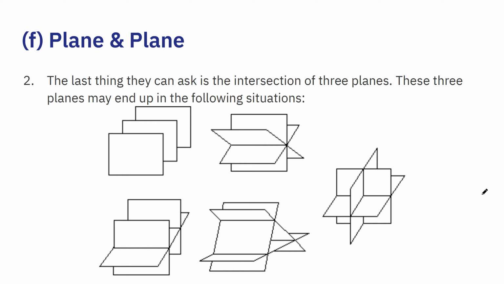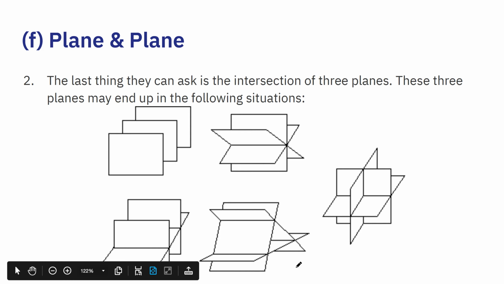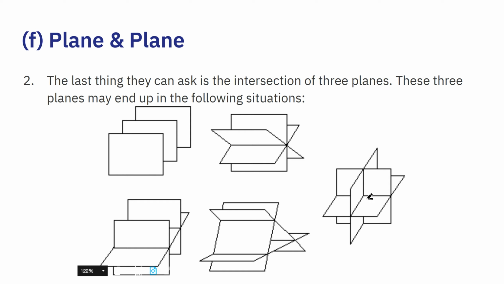So the last thing they can ask you is the intersection of three planes. So they may actually end up in many different situations. So you can pause a while to look at the different kinds of situations that three planes can intersect in. But this is very uncommon, and usually the more common ones would be this and this one. And if they intersect all at one point, okay? So if they intersect all at one point, it would be this one.